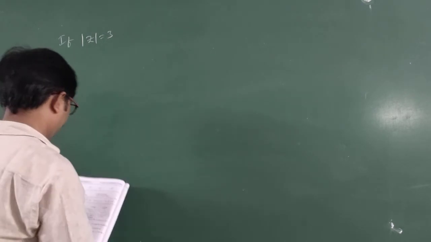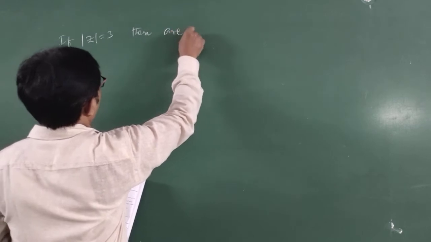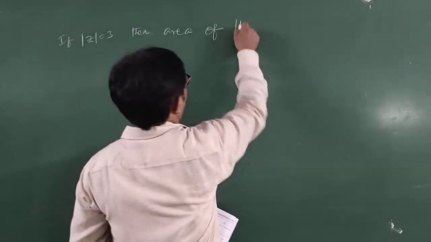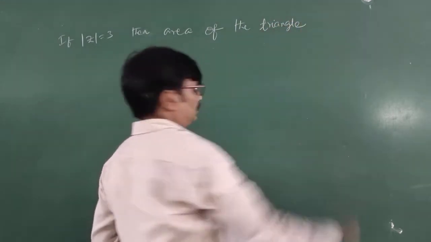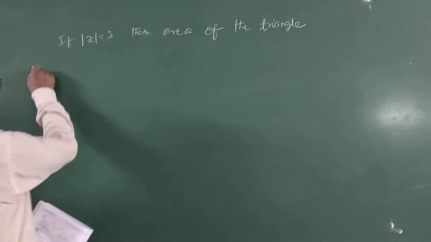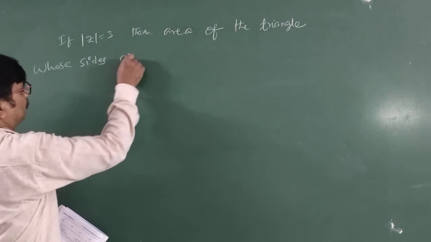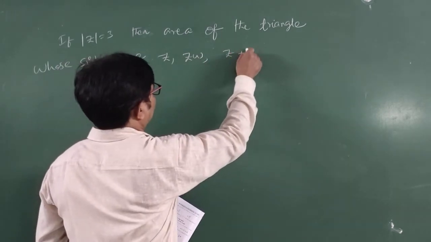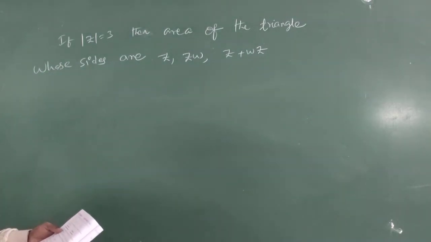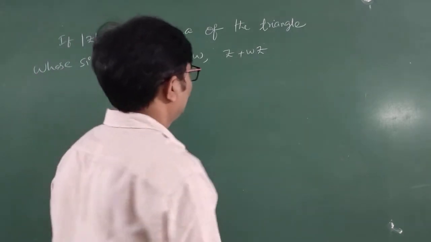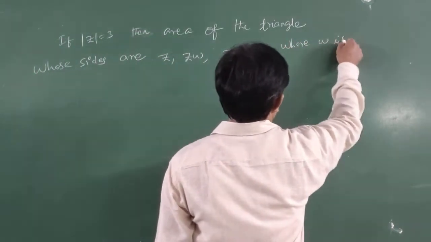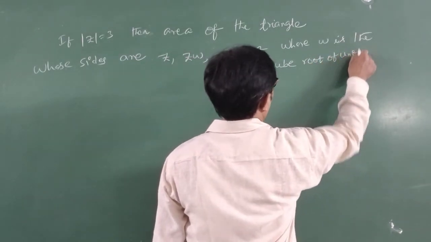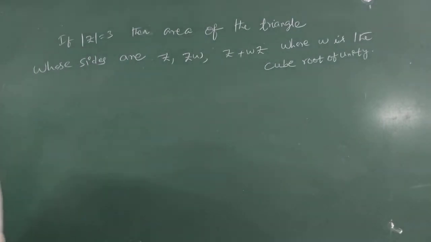If mod Z is 3, dear students, then find the area of the triangle whose sides are Z, Z omega, and Z plus omega Z, where omega is the cube root of unity.